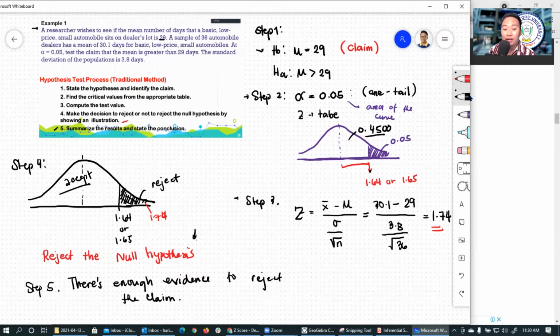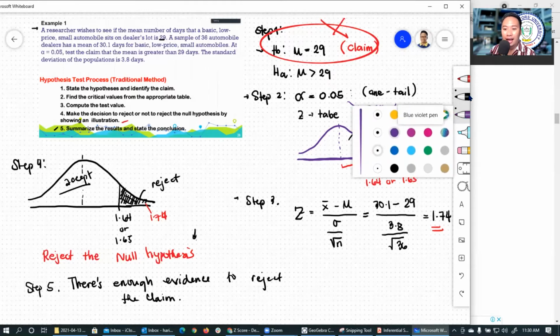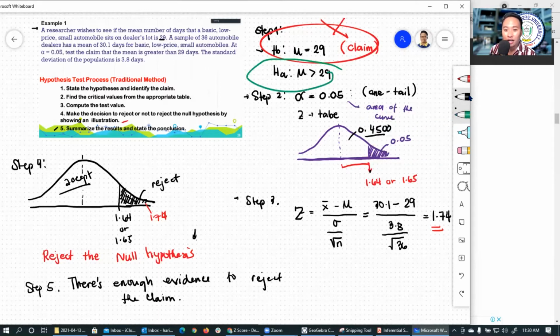Why greater than? Because we are rejecting this, and we are accepting this. Let me change color so you can see the difference. So this is okay, we are rejecting that. And then let's use green color because we are accepting this. So that's the whole idea of doing hypothesis testing.